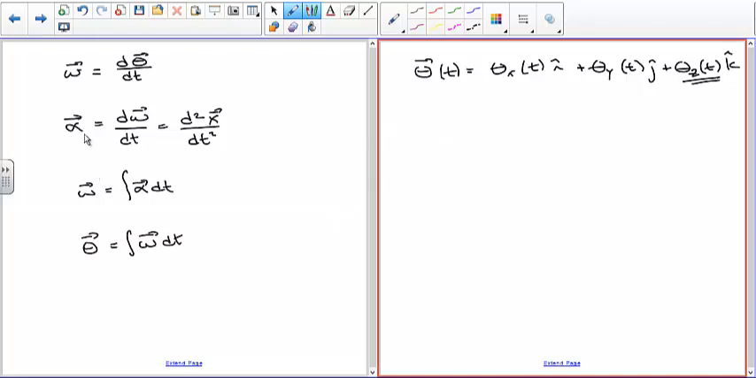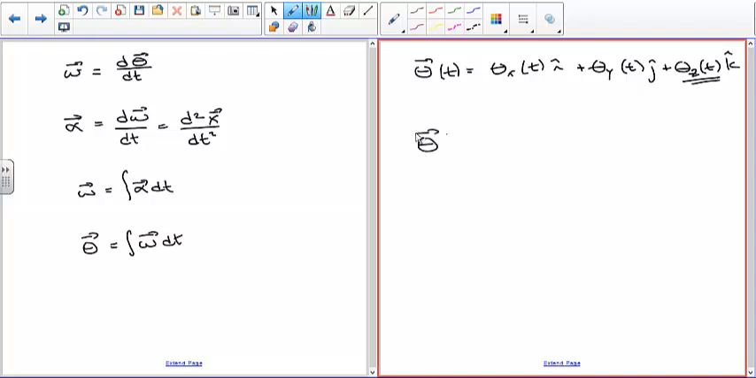Because remember, these vectors are going to be perpendicular to the plane that's associated with these things. So let's just make up a few problems just to show you how it works.